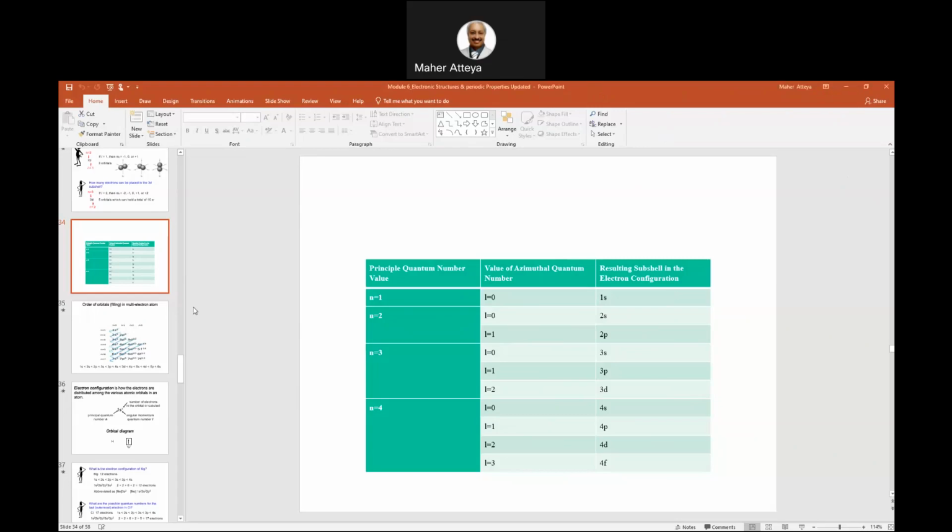So we stopped here, and we have n as the principal quantum number, correct? If n is 1, like here, n equals 1 means L equals 0. L equals 0 means you have the s orbital, which is 1s.